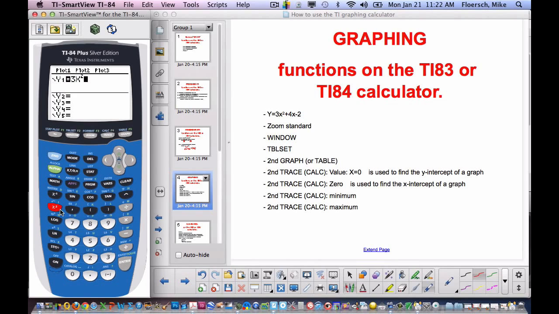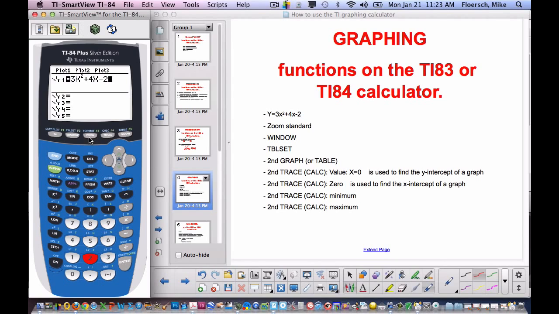3x squared plus 4x. Oops. Let me go back here. Not 44, but let's do 4x minus 2. The equation I typed in is this one right here: Y equals 3x squared plus 4x minus 2. It's just an example that I want to go through.